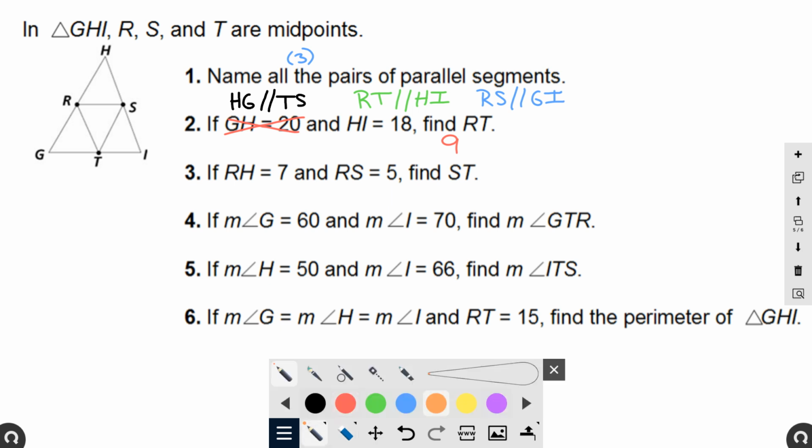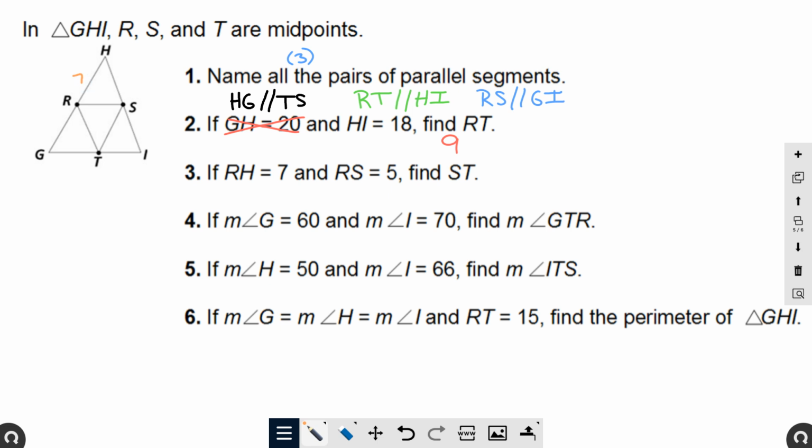So the next problem gives us RH is 7. So if I know that's 7, what else do I know? RG is 7. What else do I know? ST is 7. And I could even go ahead and put HG in here, which would be 14. Now, what does the question ask us for? ST. Do I already know what ST is? ST is how much? 7. Did I need this information about RS being 5? No. So sometimes it gives you more than you need.